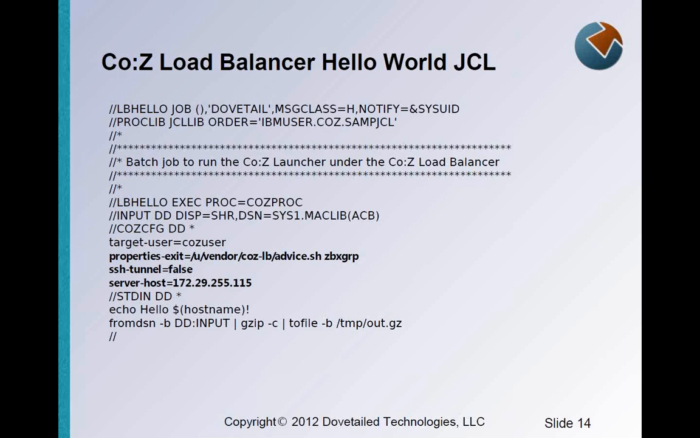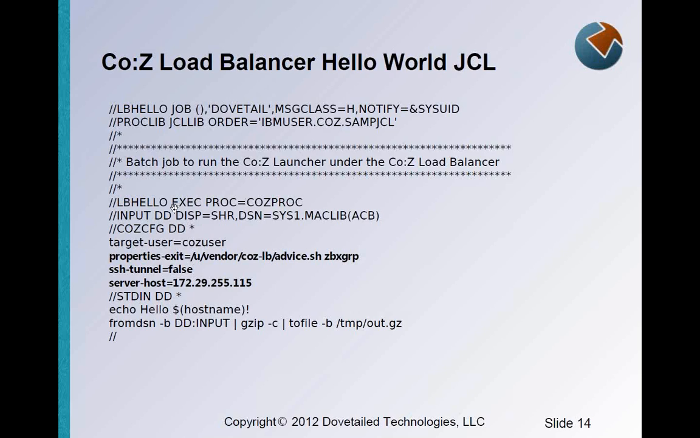So let's look at a simple example of invoking the Cozy load balancer from a Cozy launcher job. This is actually quite simple JCL. We have our job card. We have a proc-lib that points to the PDS that we're running in, and the first job step at the beginning is to invoke Cozy proc, which is a JCL proc used to invoke the Cozy launcher.